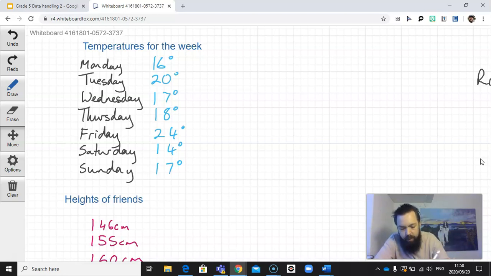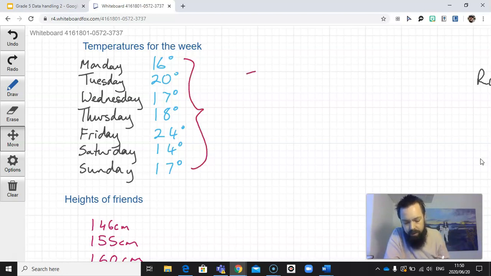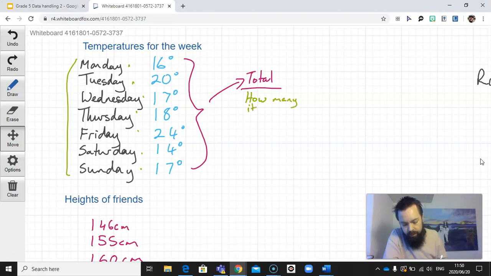Maybe before we do that, just in pink on the right-hand side, let's remind ourselves how we calculate the mean, so that we add and divide for the mean. What we're going to do is add up all of these things to get our total. And then we're going to divide that by how many things we have. So we have 1, 2, 3, 4, 5, 6, 7. So in this case, we're going to divide by 7. So how many it's out of.